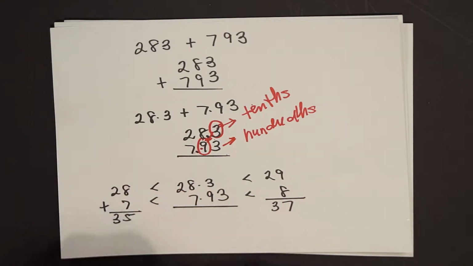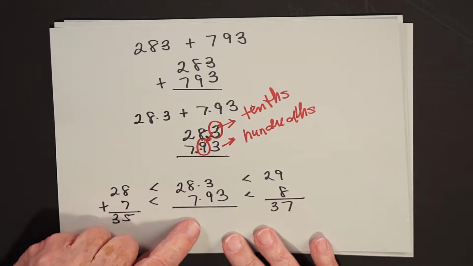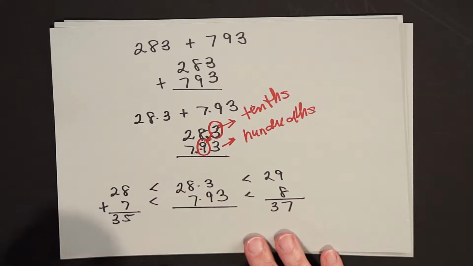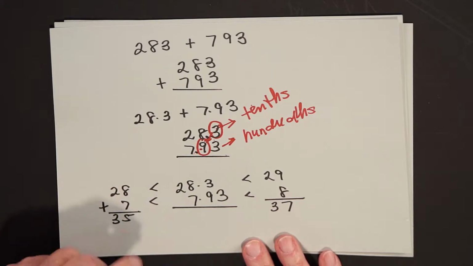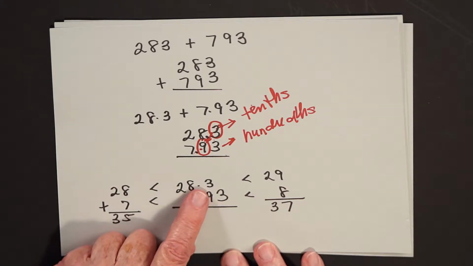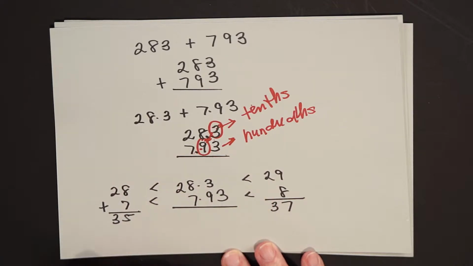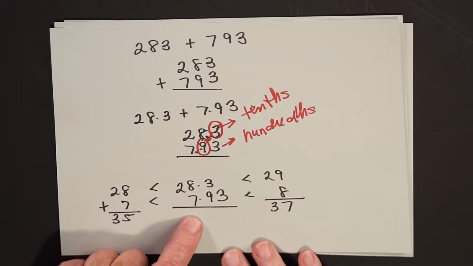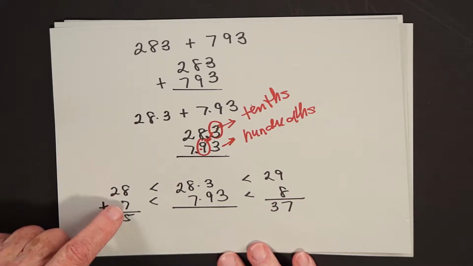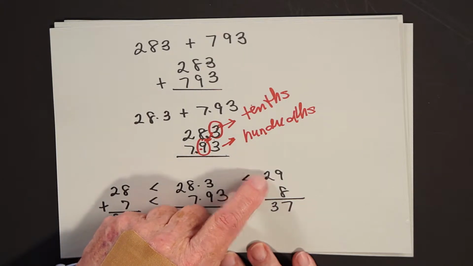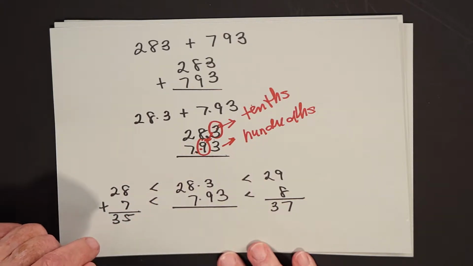Now, the other thing I want to point out is, if you're in doubt, you can still get an estimate to the right answer by having a number sense. Look, 28.3 is more than 28 but less than 29. And 7.93 is more than 7 but less than 8. So whatever this sum is, it has to be more than 28 plus 7 but less than 29 plus 8.